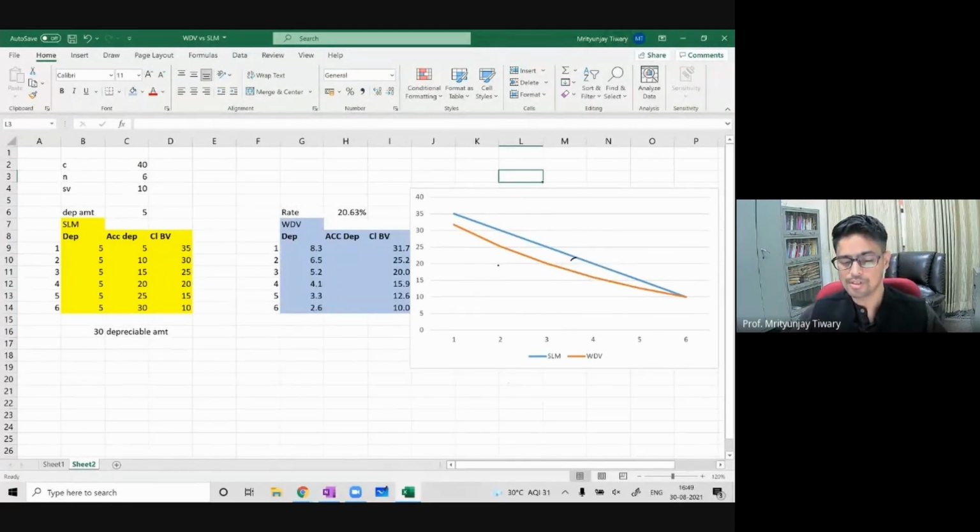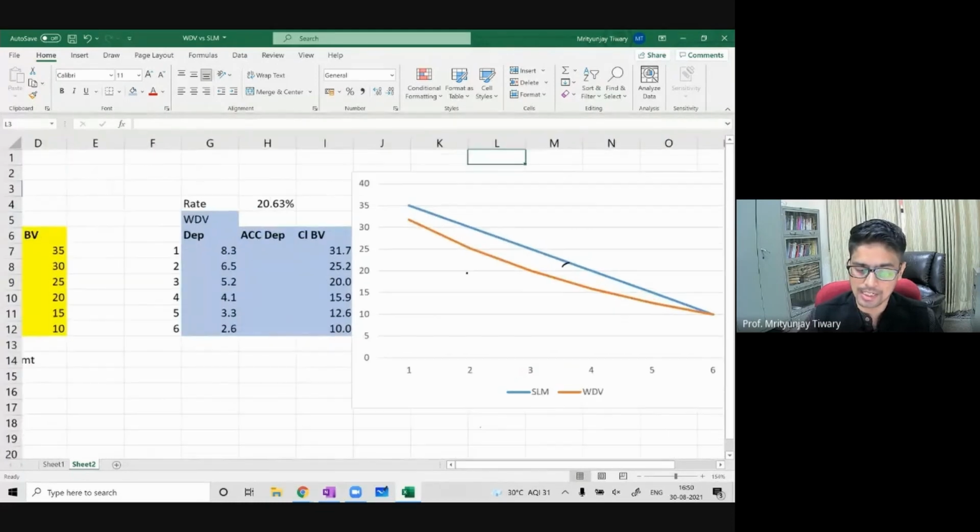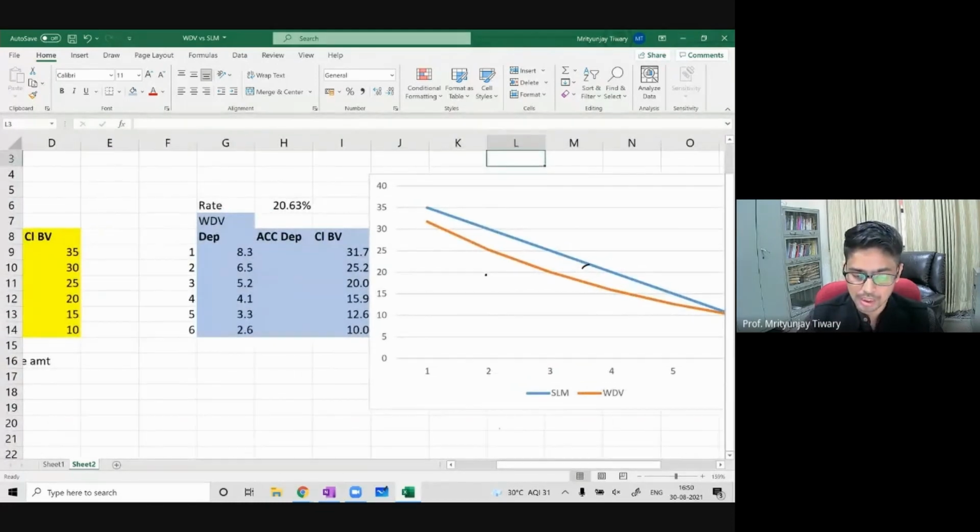Now can you see what is happening to the book value of the assets? Book value is never reversing. It is not like this. It is always the case that in case of WDV, the book value will always be lower than that of SLM.